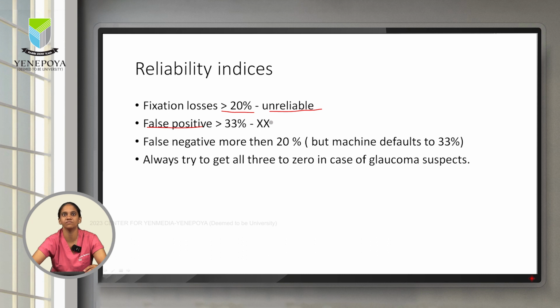False positive, if there are more than 30%, you call that as unreliable again. Okay. So, what is false positive? It's self-explanatory. In your test, the patient keeps pressing the trigger, you call this a trigger happy patient. The patient keeps pressing the remote even when he is not able to see any stimuli. Imagine a patient is not able to see it, but still he keeps pressing it.